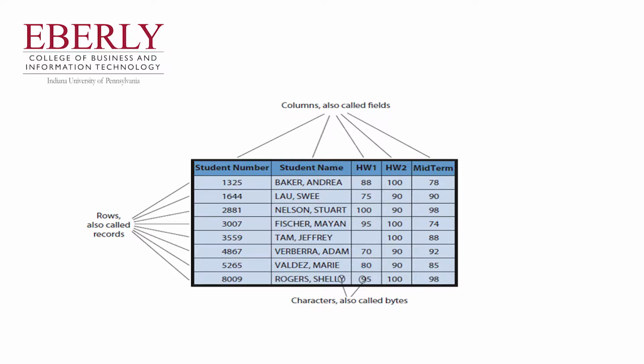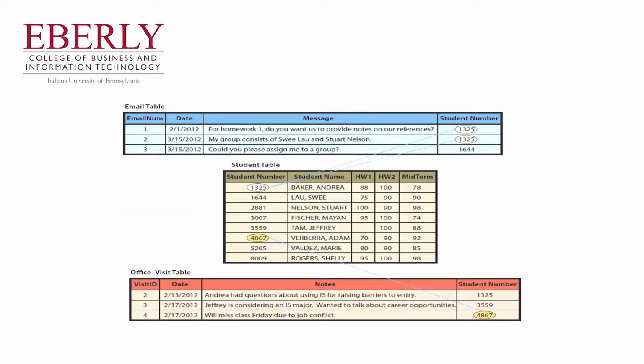Relationships among rows. Figure 5.6 shows a sample of data from the three tables: email, student, and office visit. The data in the three tables are connected by the student number column. Several special terms are used to express these ideas.